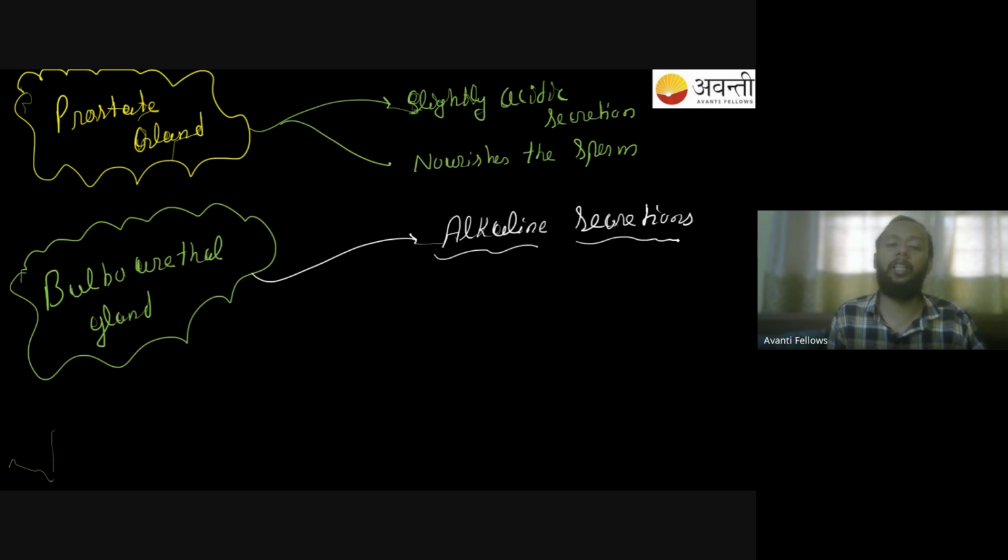Now what it does, now understand one thing. Your male gamete have to pass through the urethra. Urethra is your urogenital duct. If it is a urogenital duct, that itself means what? That particular area will be slightly acidic because of the urine. So whatever the secretion is coming from the bulbourethral gland is going to neutralize the region of the urethra.